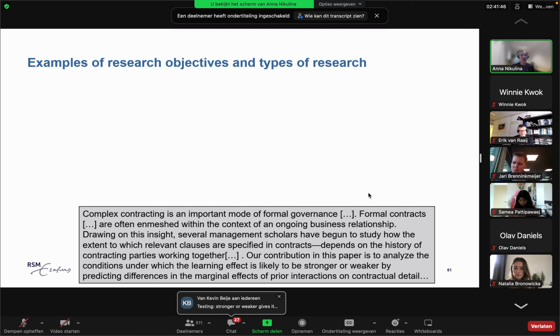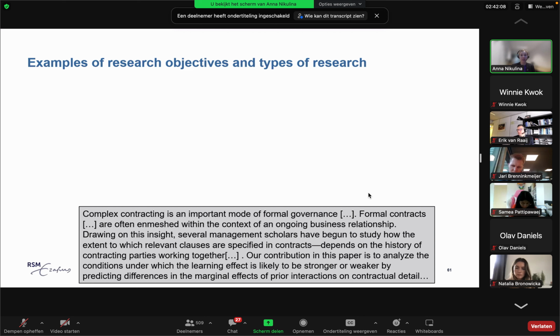Exactly. Stronger or weaker gives it away, I think. Exactly, that it is. Yeah, so that really points out that we are dealing with trying to find strong proof of these effects. Yeah, very good. I think you get it, and I'm happy about that because that was a lot of information to really digest.